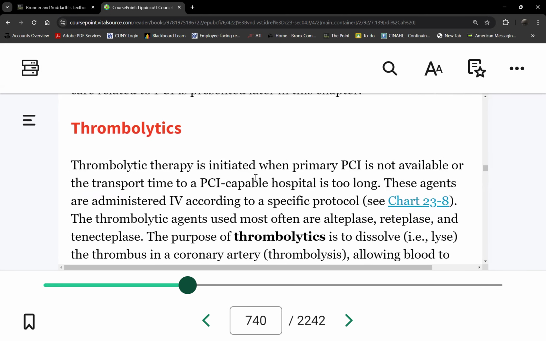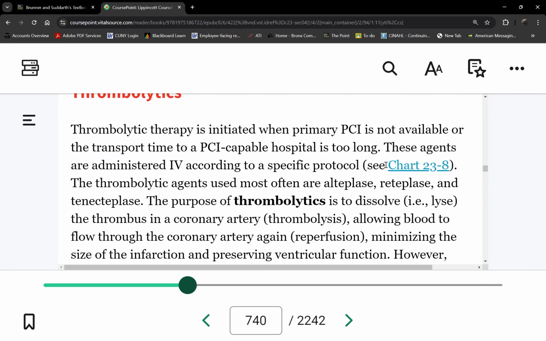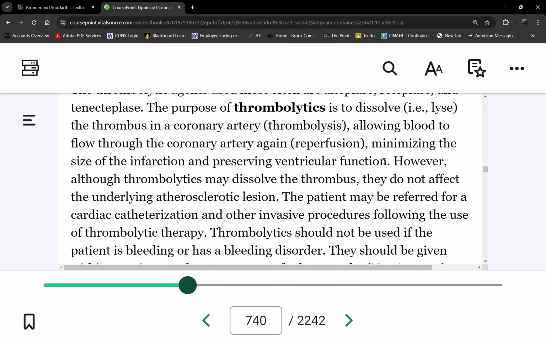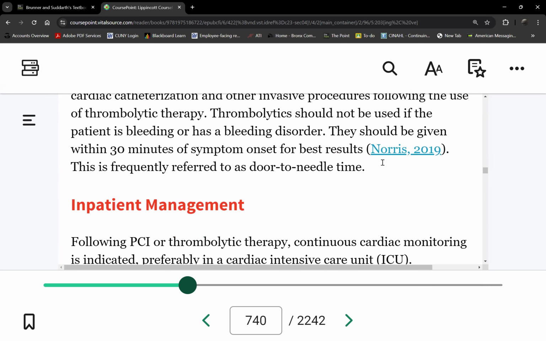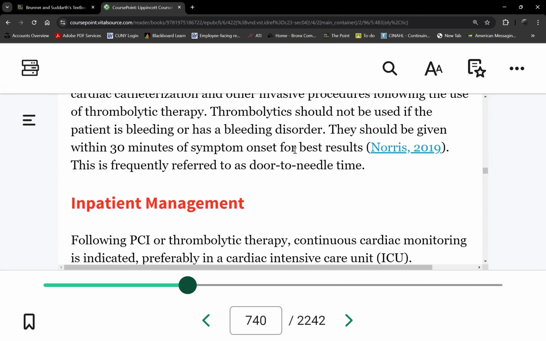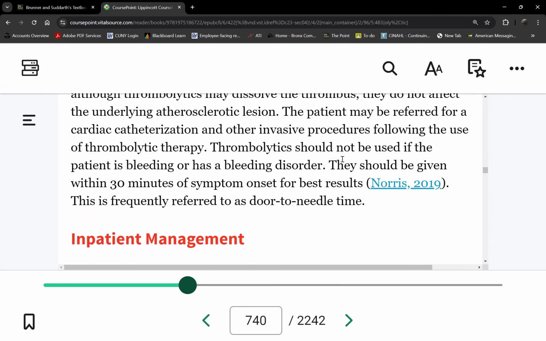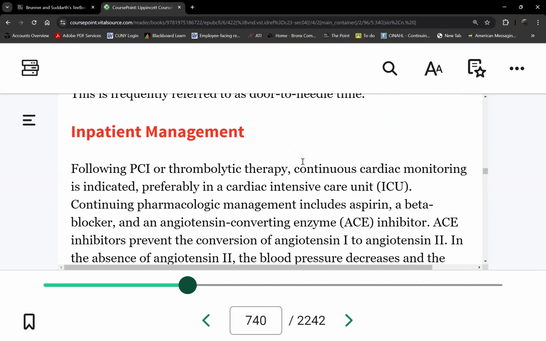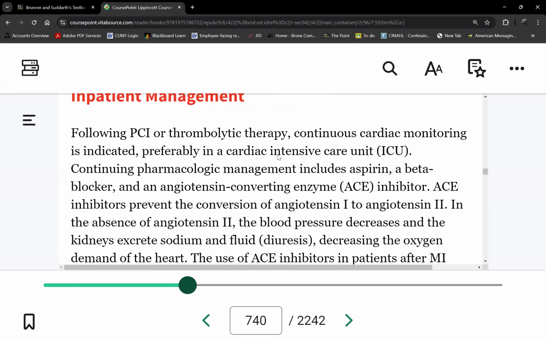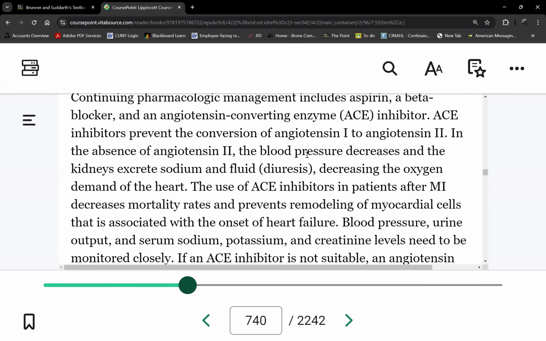Okay, so in the case of thrombolytics, this option again, if there is no PCI available, we're only left with thrombolytics. This should be done within 30 minutes of symptom onset. There is a table here for contraindications for thrombolytics shortly. For PCI, let's just focus on our responsibilities, okay?